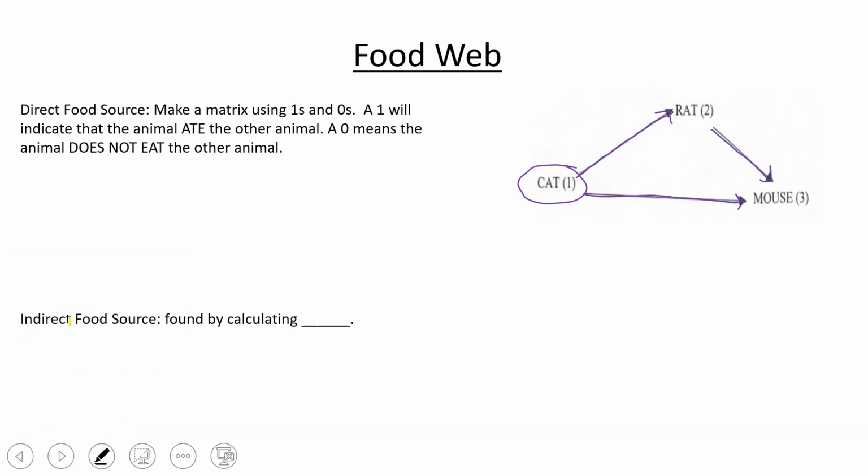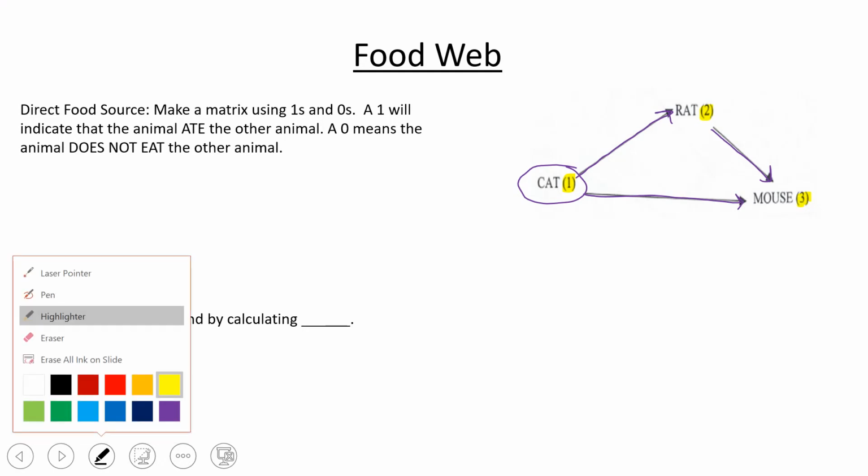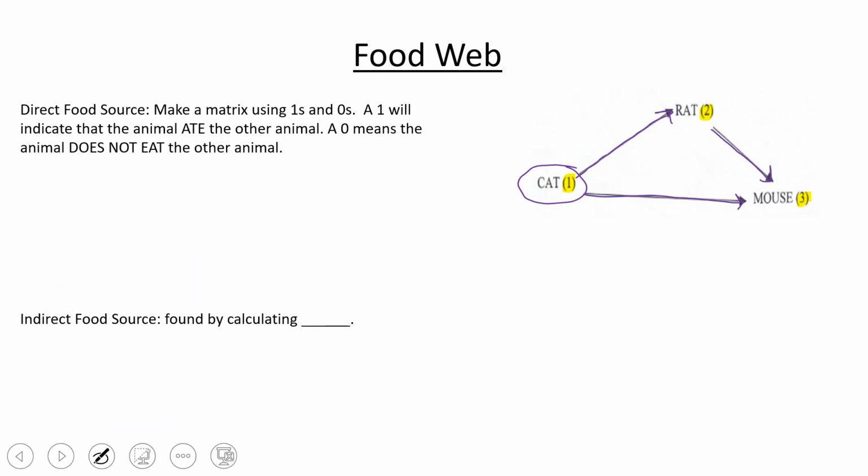What the food web does is it's going to take a numerical representation of each animal, and we're going to do a couple of things with it. The first thing we're going to do is a direct food source. So we're going to make a matrix using ones and zeros. A 1 will indicate that that animal ate the other animal, and a 0 means that the animal does not eat that one. We're going to call this matrix F for food web, just to give it some context.